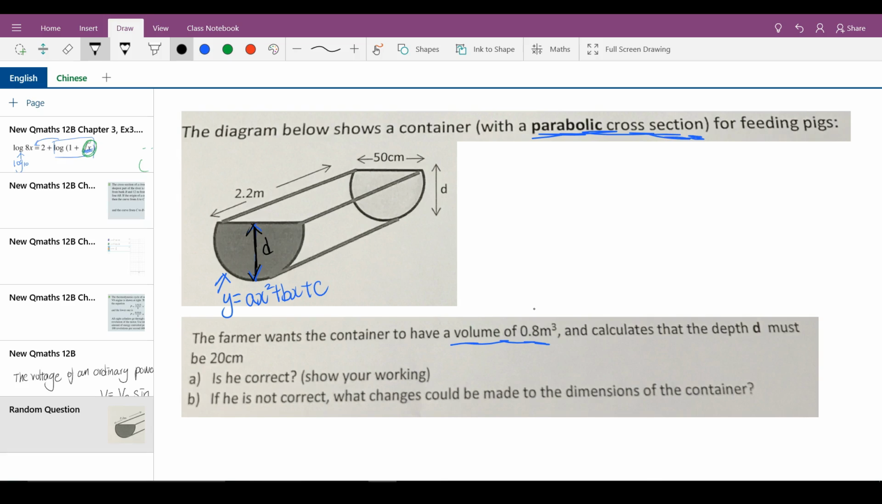So the farmer calculated that the depth d must be 20 centimeters. First one, is it correct? So that's the first question, is it correct? And second, if it's not correct, what changes could be made to the dimension of the container?